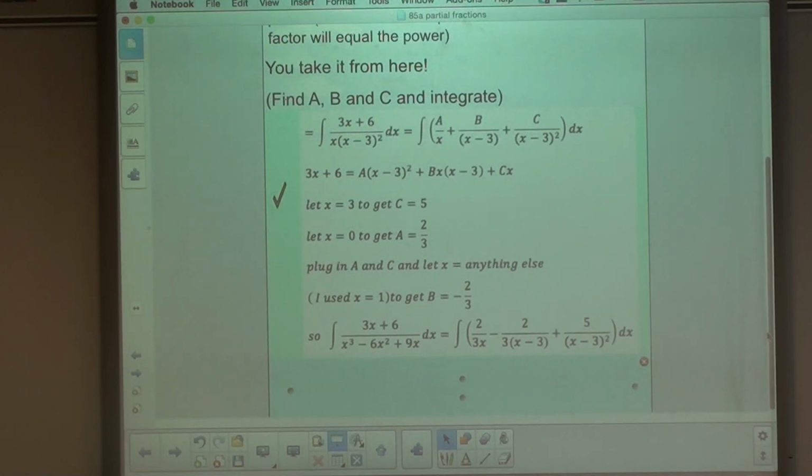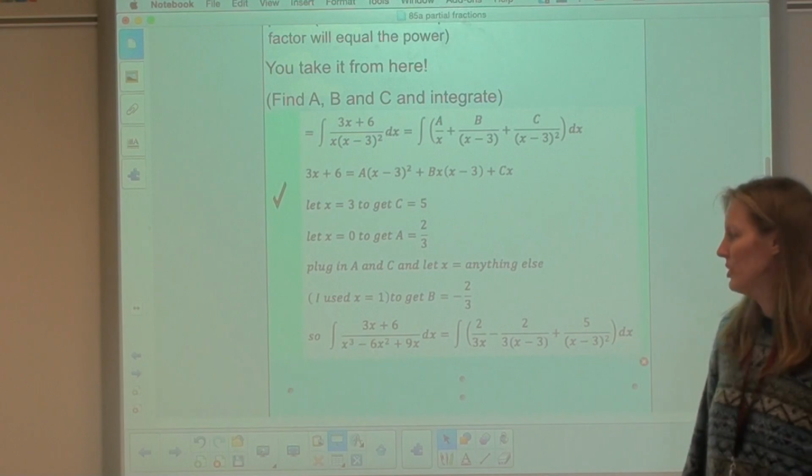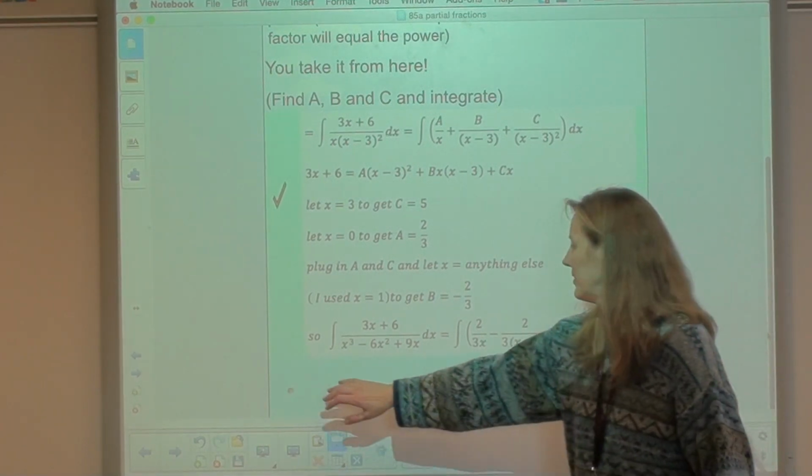Do you need a U for that? No. So is it 2/3 natural log? First one is a natural log. Minus 2/3 natural log of x minus 3. Plus 5. So I'm hearing some discomfort with the third term. 5/3. No, minus 5.